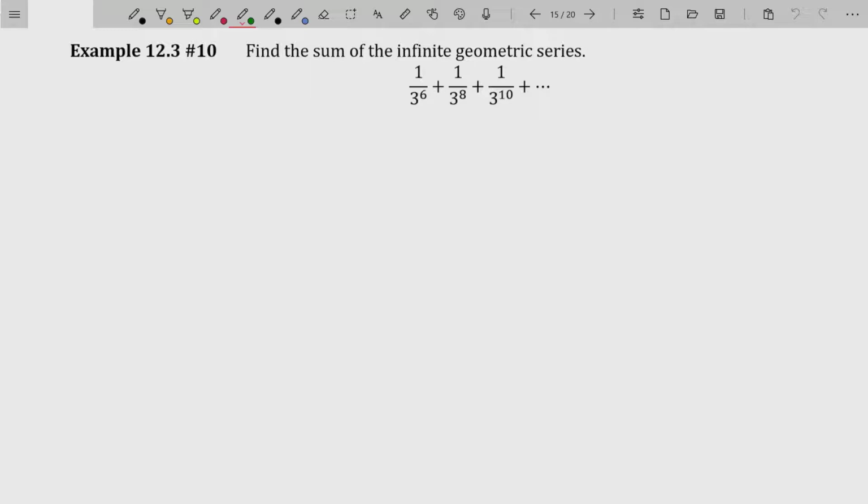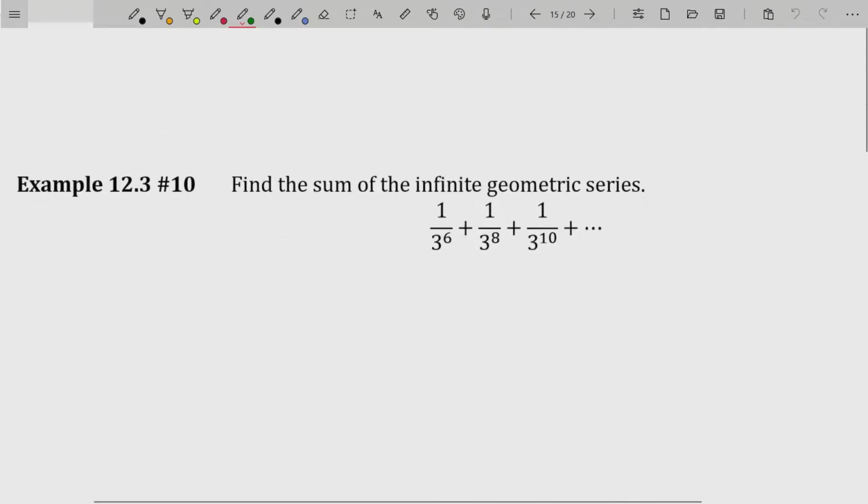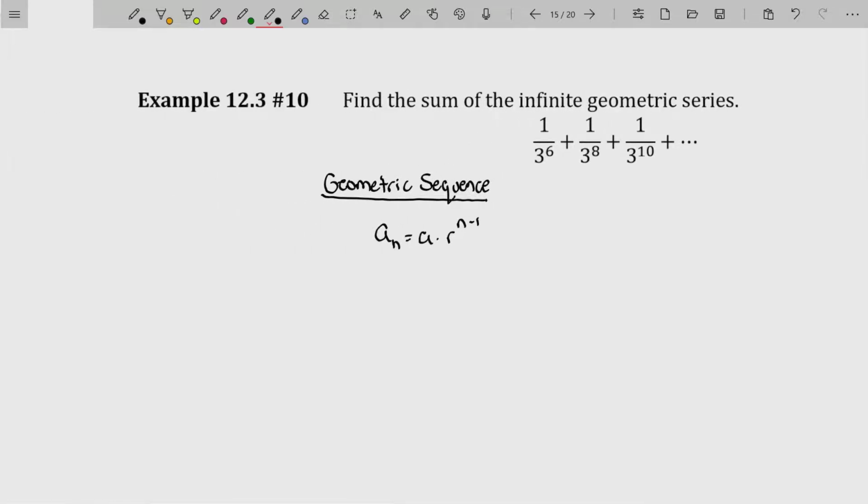They already gifted us with the idea that it's an infinite geometric series. All we need to do is find a formula for the actual sequence, not the series. So when you're handed a series like this, just in number form, your first step is to figure out what the sequence is. Remember, if it's geometric, the geometric sequence should be of the form a sub n equals a times r to the n minus 1.